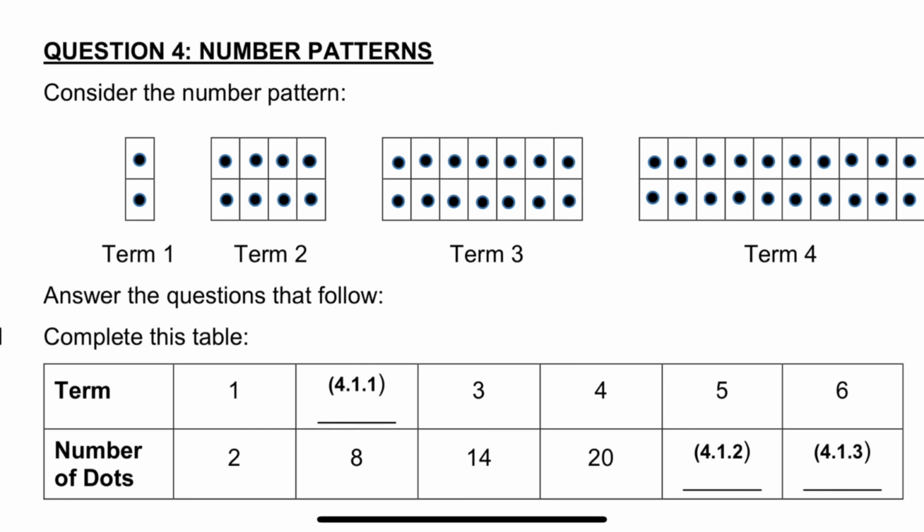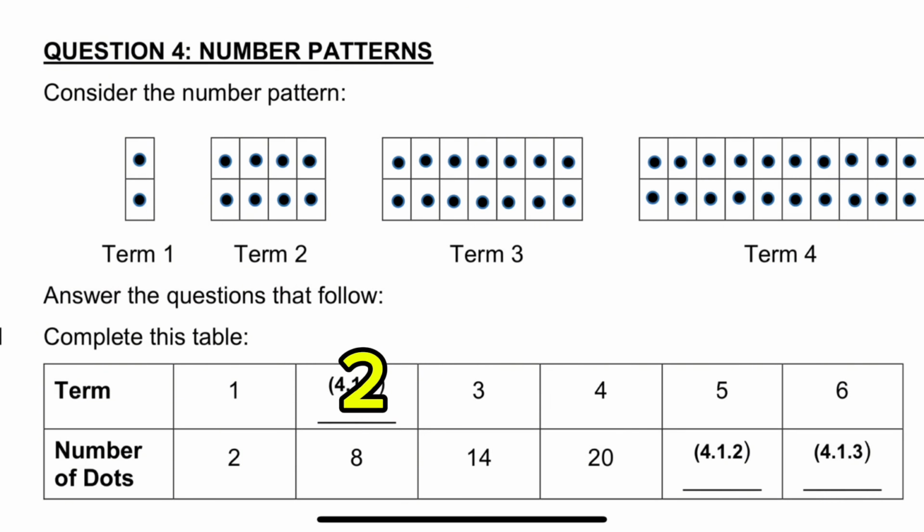Question 4, number patterns. If we look at the number pattern there, we have term 1, there's 2 dots. Term 2, there is 8 dots. In term 3, there's 14 dots. And in term 4, there's 20 dots. If we look at the table there, it wants us to fill in 4.1.1. The number of dots is 8, so the term is 2, the second term has 8 dots. That's what we fill in over there.